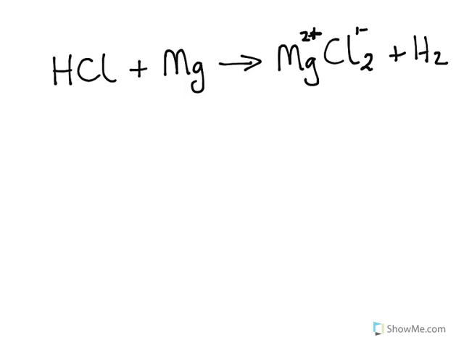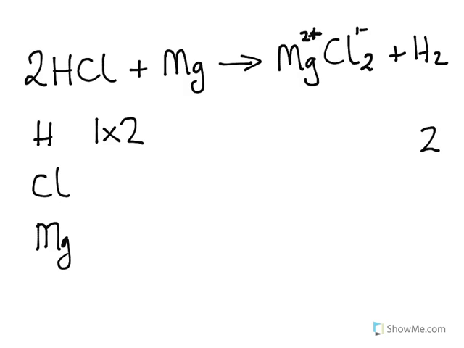So let's have a look here. If we start with hydrogen, and then we can have chlorine, and then we can have magnesium. On the left-hand side I have 1 hydrogen atom, and on the right-hand side I have 2. So the first thing I'm going to need to do is double up my hydrochloric acid to give me 2 on each side. I then look at my chlorines. Well, on the left-hand side I already have 2 chlorines, and on the right-hand side 2. And my magnesium, I have 1 atom of magnesium on the left and 1 of magnesium on the right. So my equation is balanced.